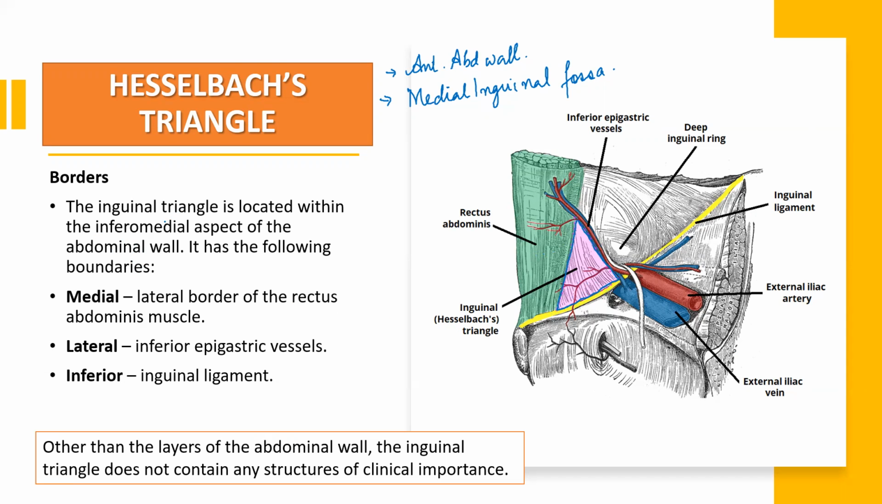So these are the borders of the inguinal triangle. Now coming to the content, remember that other than the layers of the abdominal wall, the inguinal triangle actually doesn't contain any other structures of clinical importance. You can see it is just the muscles. Only some tributaries are here. Apart from that, there is nothing else. This is what you need to know about Hasselbalch's triangle, otherwise termed inguinal triangle. Again, one more name, medial inguinal fossa.